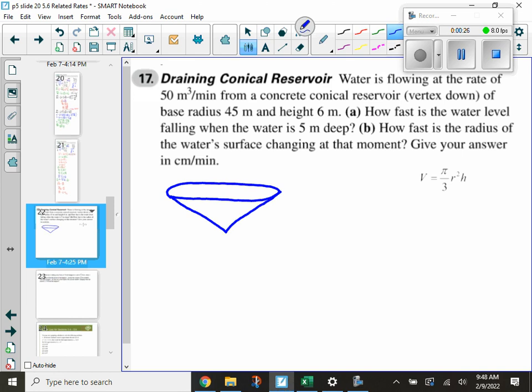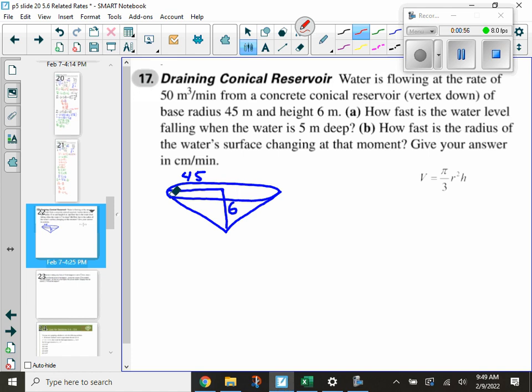And so let's write that in here. So we know that this distance, the base radius, from here to there is 45, and the height from here to here is 6. I know it's not to scale, but it is what it is. How fast is the water level falling when the water is 5 feet deep?